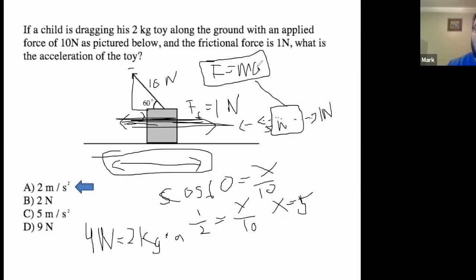Acceleration, you know that acceleration has units meters per second squared. That's the only thing we have left. Acceleration, 2 meters per second squared is the answer. And that's what the answer choice is.